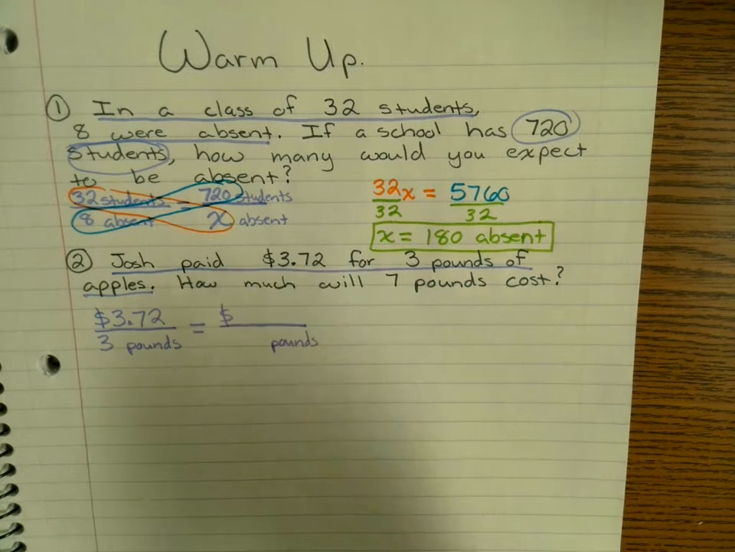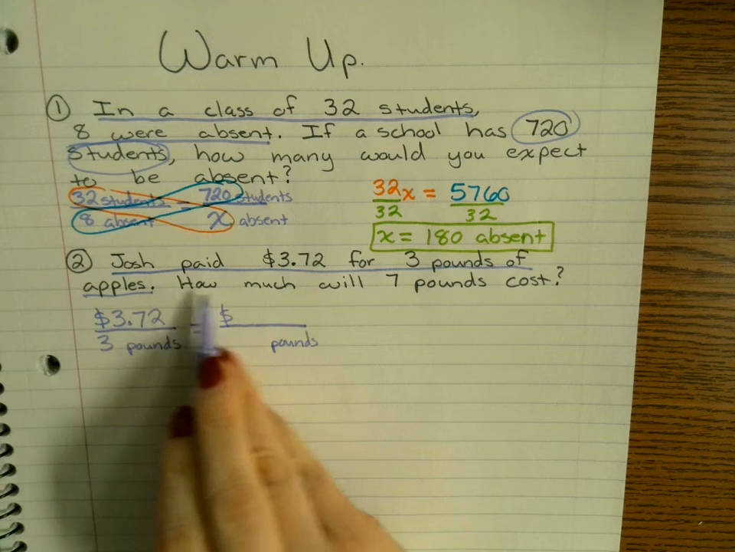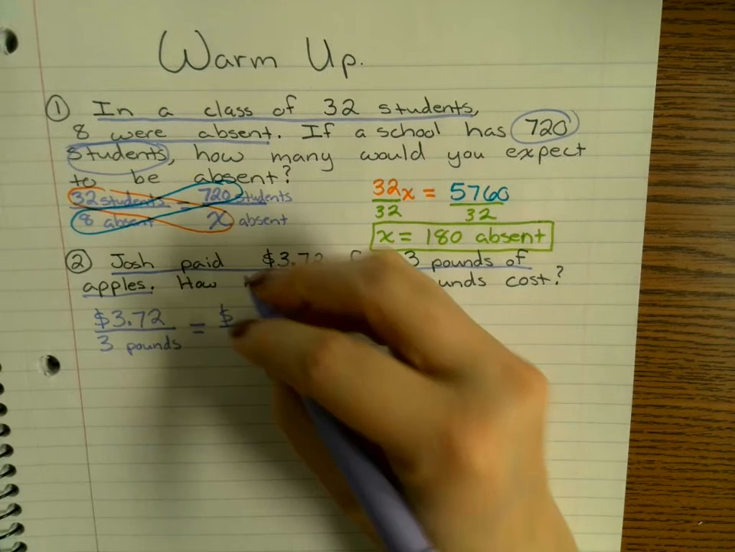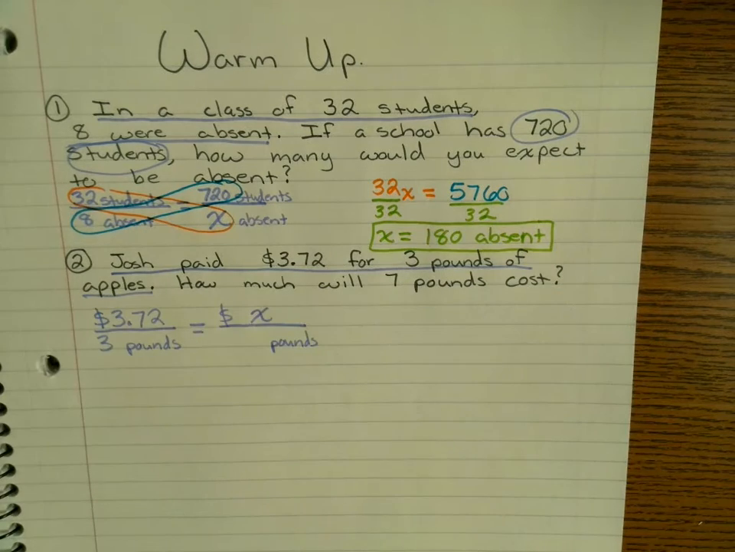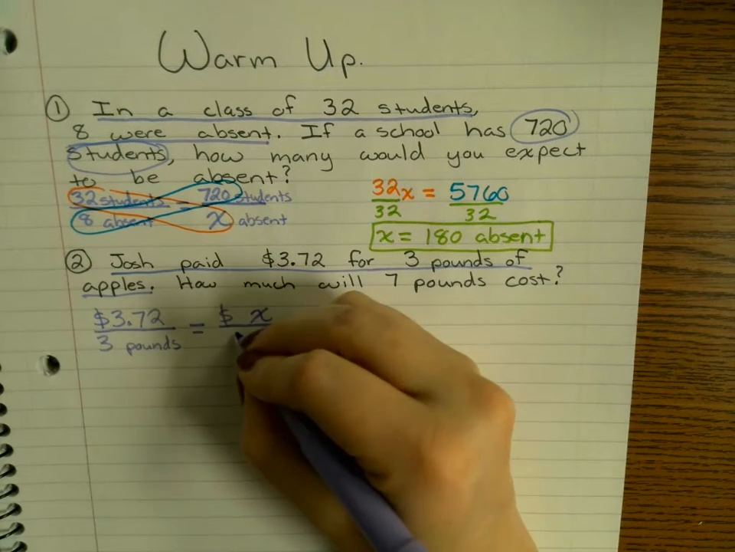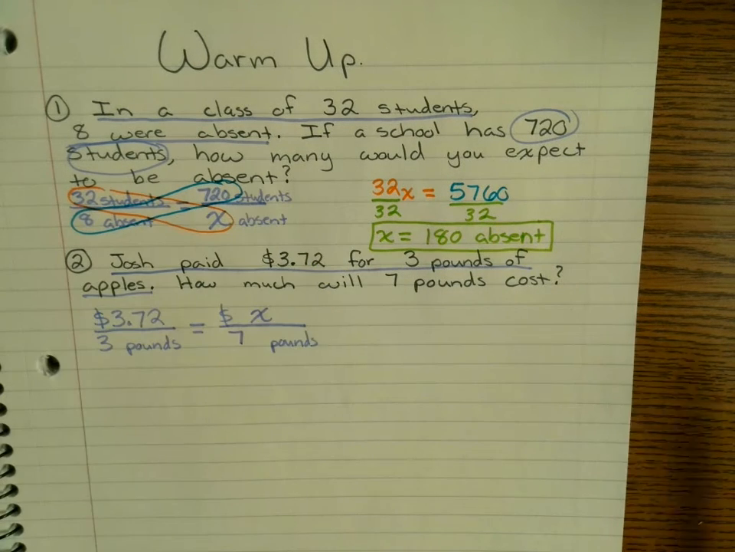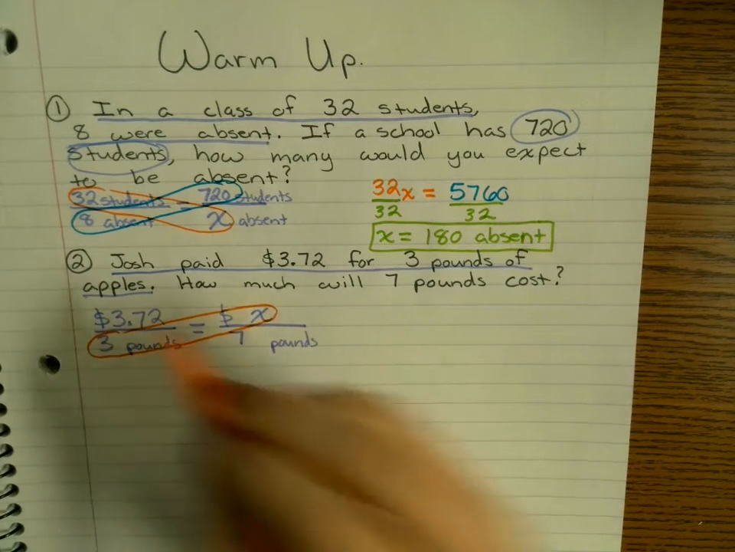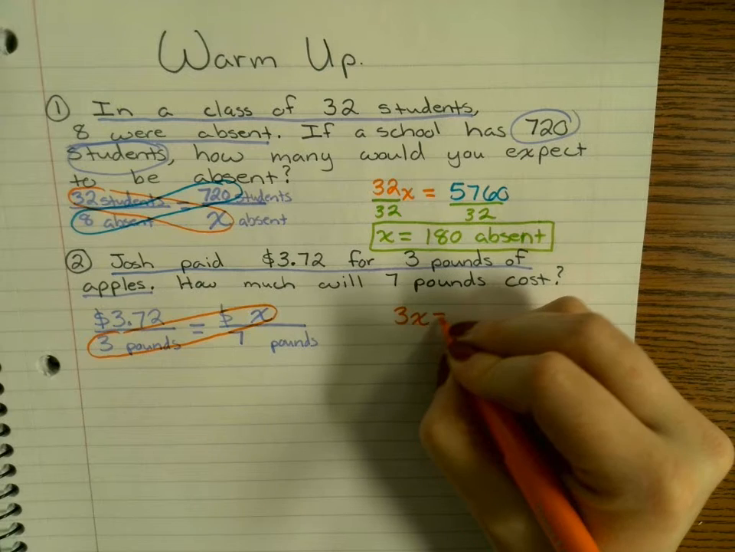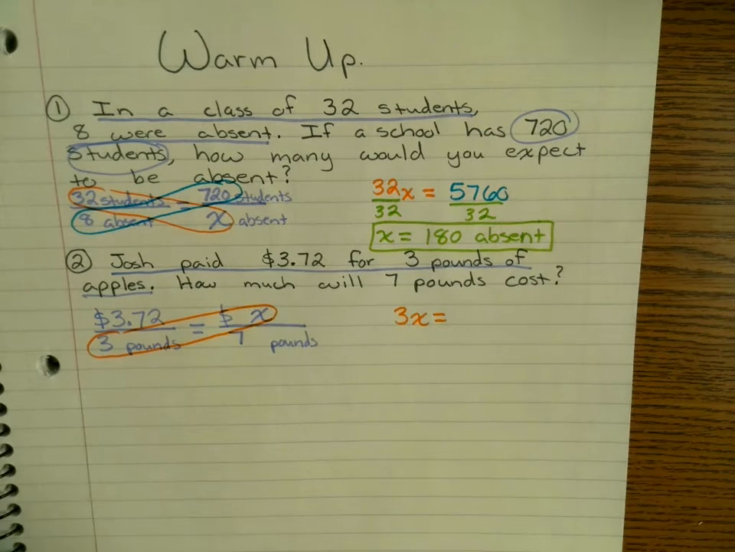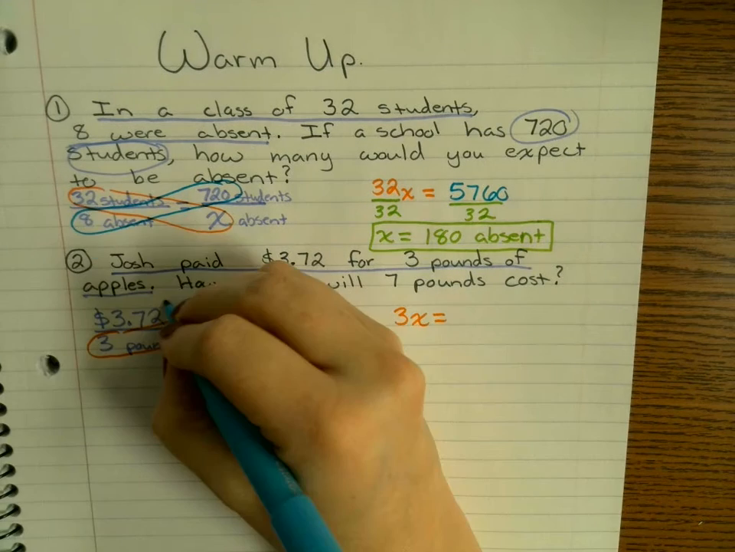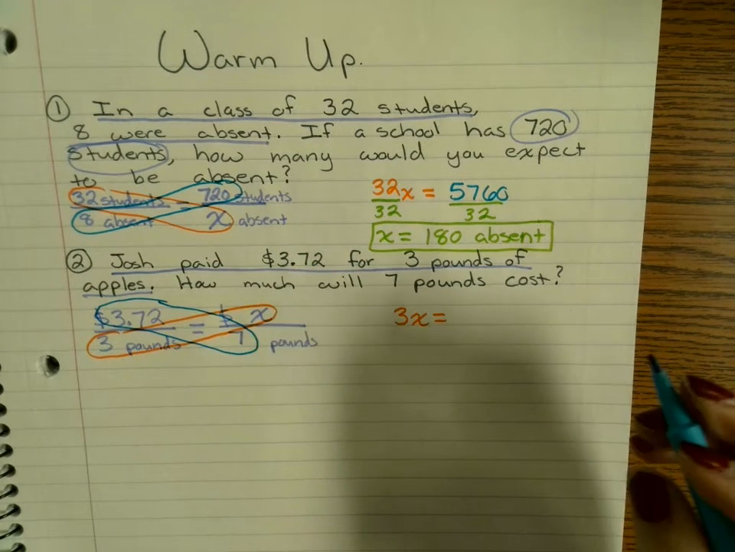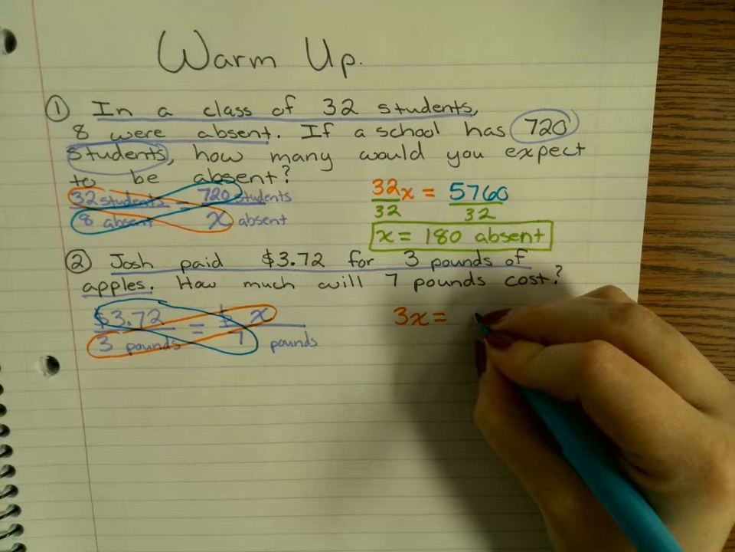I want to know how much 7 pounds is going to cost. So I don't know the cost. I'll put X, but I do know the pounds is going to be 7. So then we're going to do our cross product. 3 times X is going to give us 3X. Then we're going to take $3.72 and multiply it by 7, and that's going to give us 26.04.